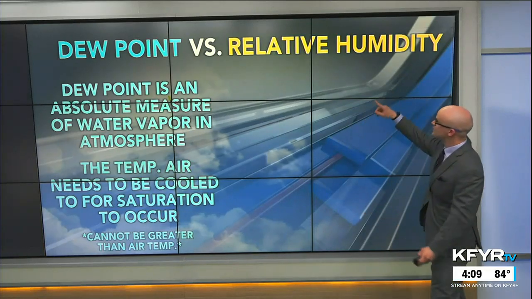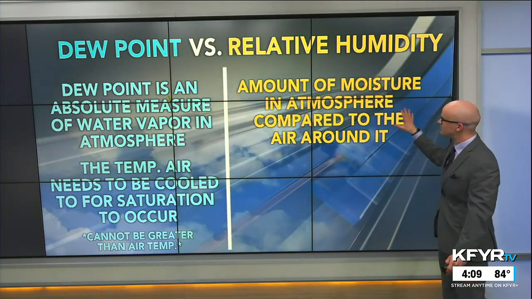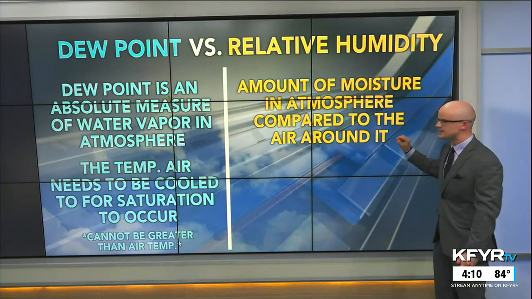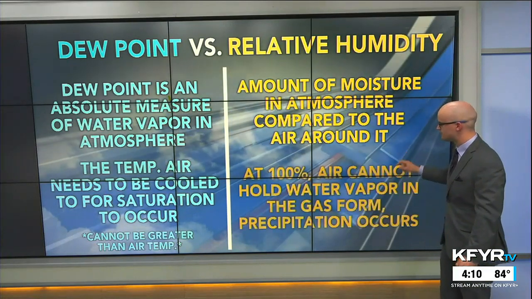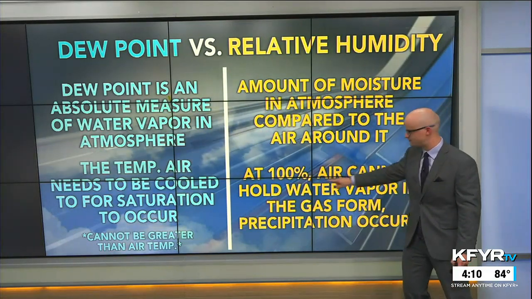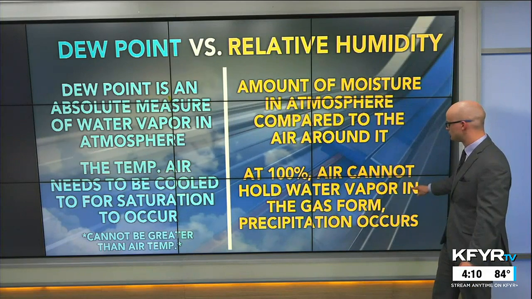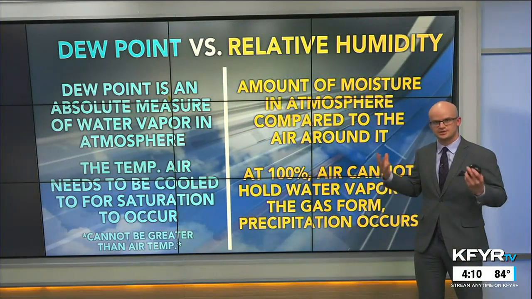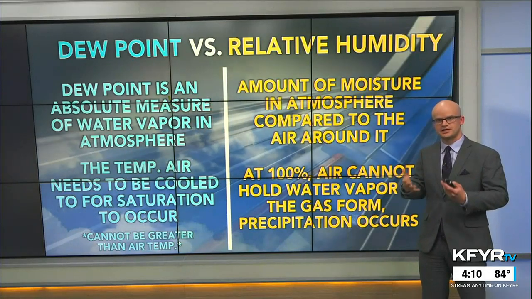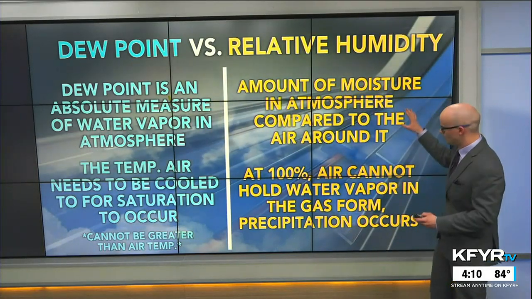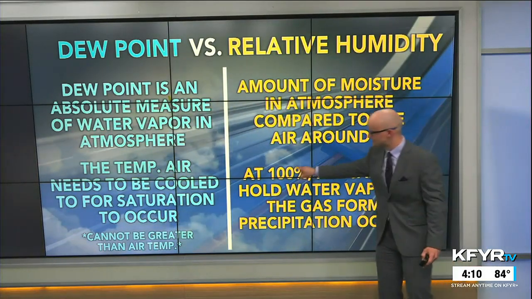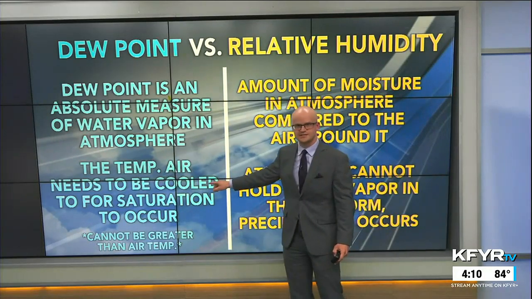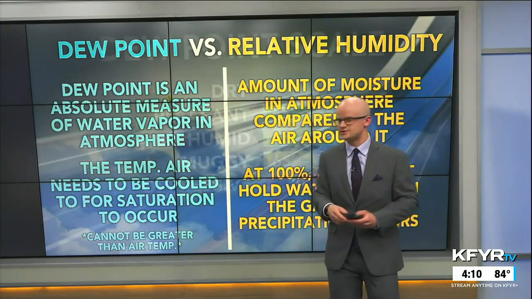On the other hand, relative humidity is the amount of moisture in the atmosphere compared to the air around it. At 100% relative humidity, the air cannot hold water vapor in the gas form and precipitation occurs. That water vapor condenses, you get precipitation or fog. So relative humidity is expressed in a percentage. Dew point is expressed as a temperature, similar to air temperature.